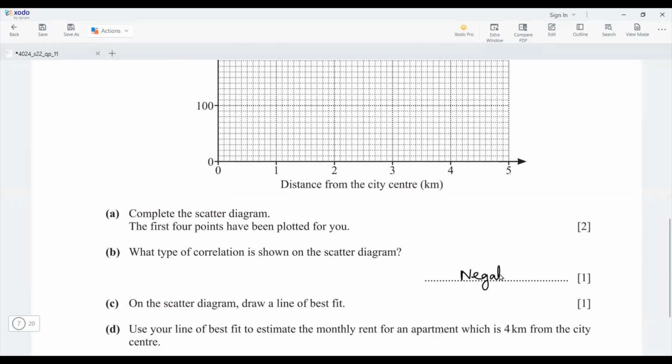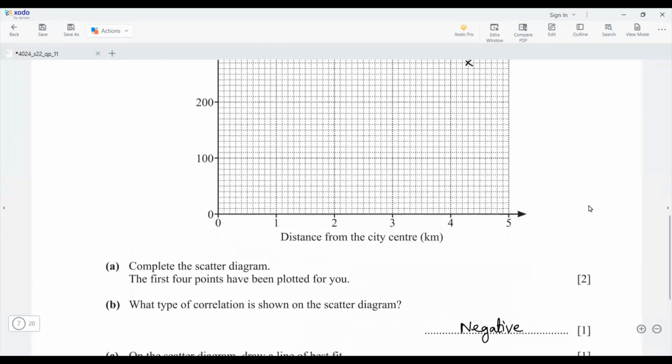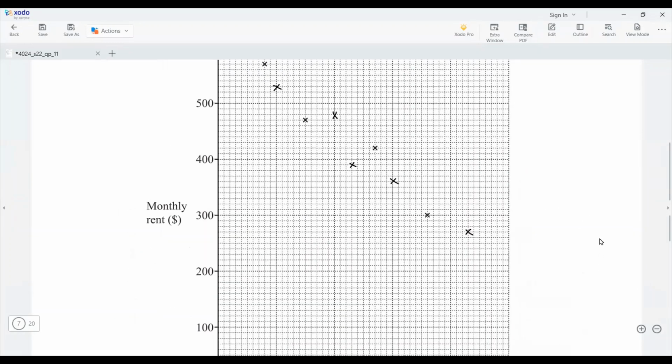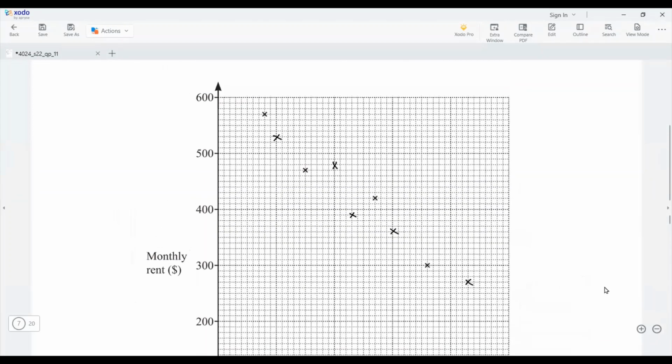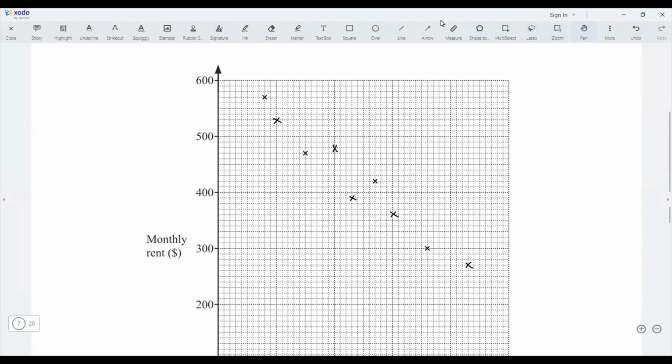So what about the next one? In the next part, we have to draw a line of best fit. The line of best fit is basically the line on which the majority of the points are lying, or we can say most of the points are lying above and below it. It is basically the average of the values that are lying on it.